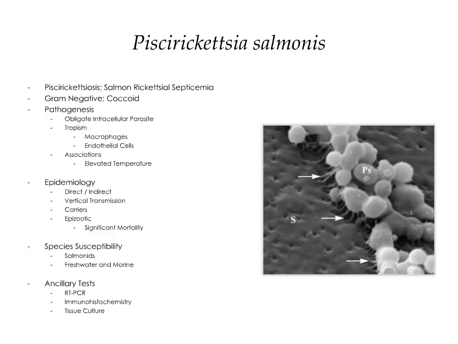In regards to epidemiology, transmission is either direct or indirect. However, vertical transmission is also an issue. Some fish serve as carriers. Epizootics can result in significant mortality. Piscirickettsiosis is a disease of salmonids in both the freshwater and the marine environment. Ancillary testing is available, including real-time PCR, immunohistochemistry, and tissue culture.